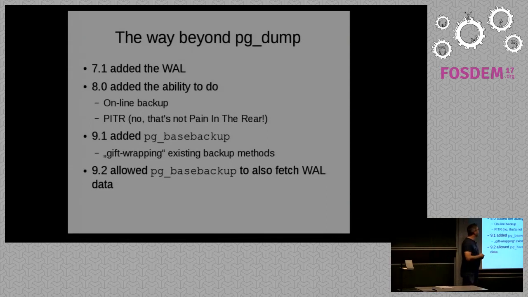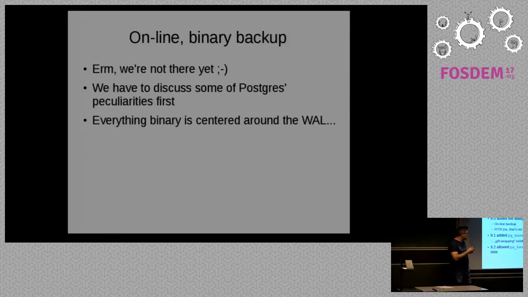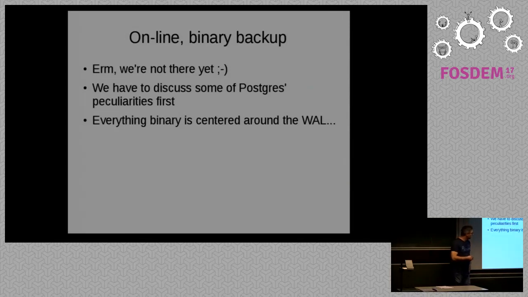After that, we got the WAL, like in 7.1. I thought it was 8, but no, 7.1. 8 added the ability to use the WAL. We'll see that. We got PITR, which is not pain in the rear. It's point in time recovery. We'll come to that as well. 9.1 added pg_basebackup, which is a very comfy method to use that stuff. And we'll have a look at that later. So, online binary backup.